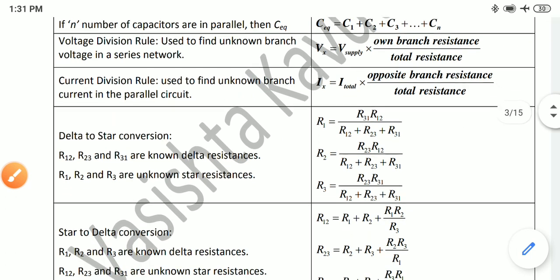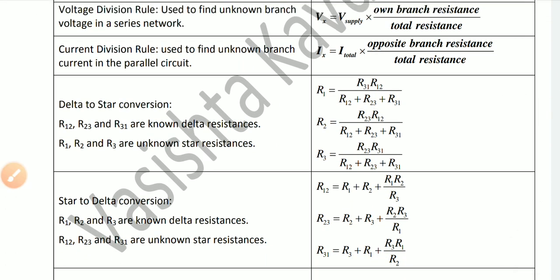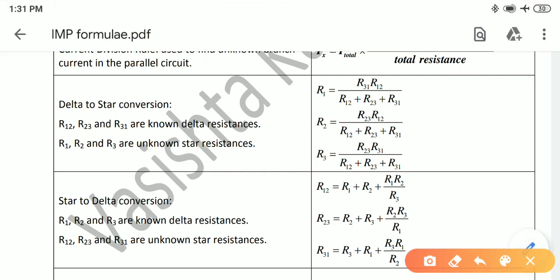Next, delta to star conversion. So if you know the values of delta, it is possible to find out the equivalent star values by using the formulas R1, R2, R3, where R1, R2, R3 are the unknown star resistances, whereas R12, R23, R31 are the known delta resistances. So by using these three formulas, we can calculate the unknown star values. Similarly, star to delta conversion, if you know the star values, then it is easy to find the delta values by using the three formulas R12, R23, R31.